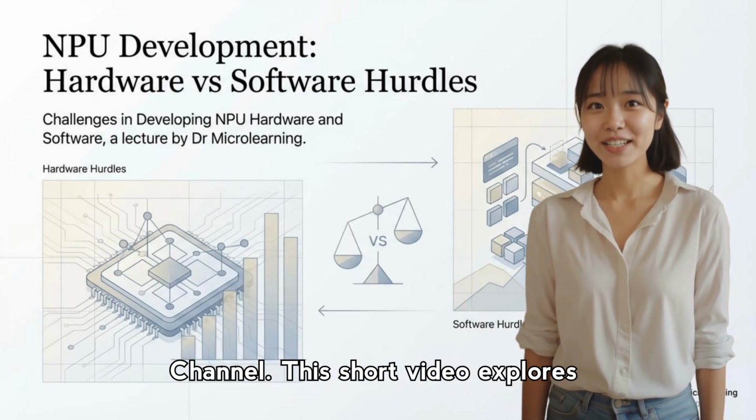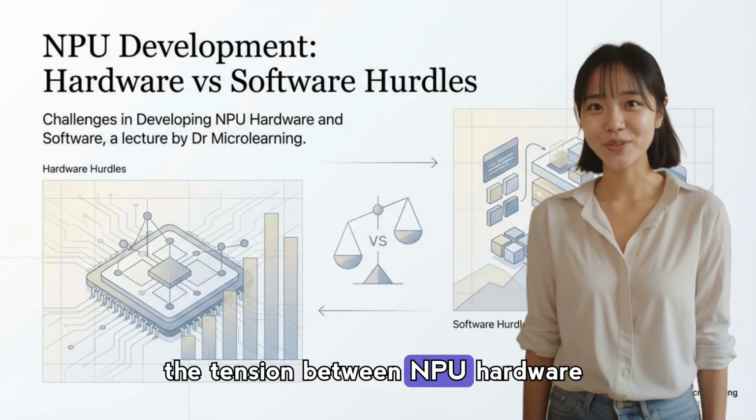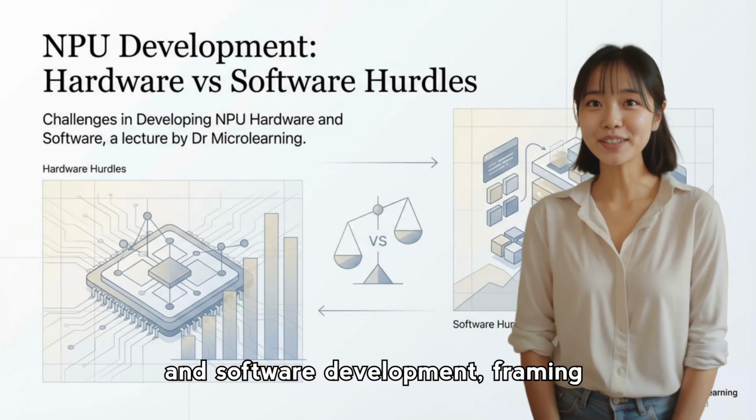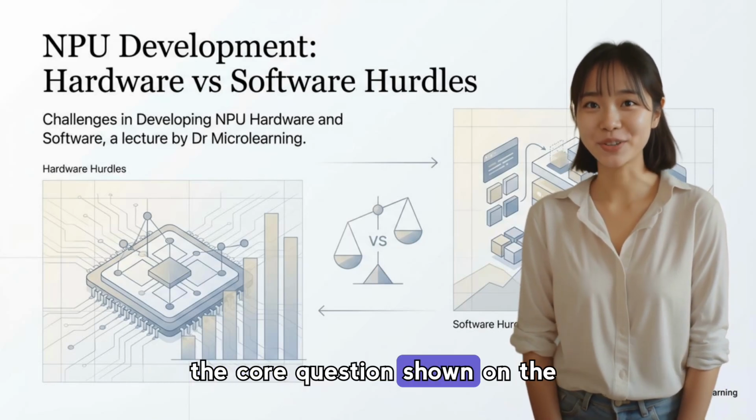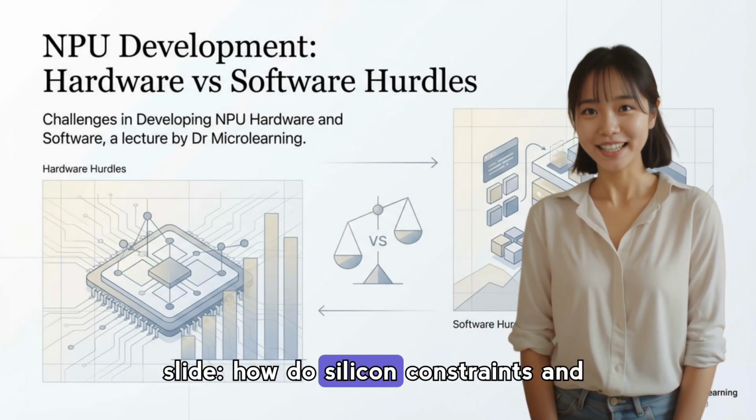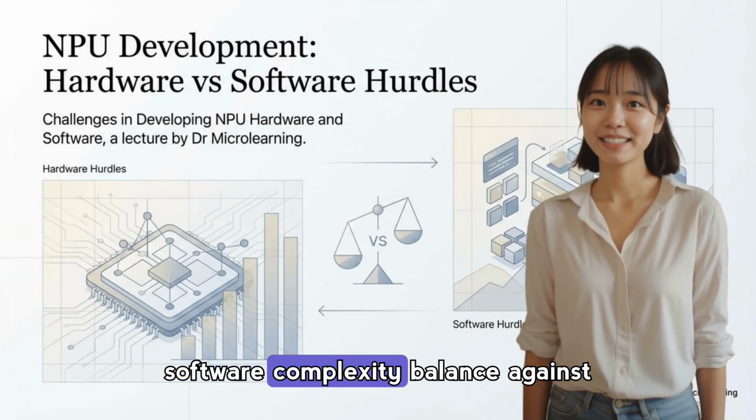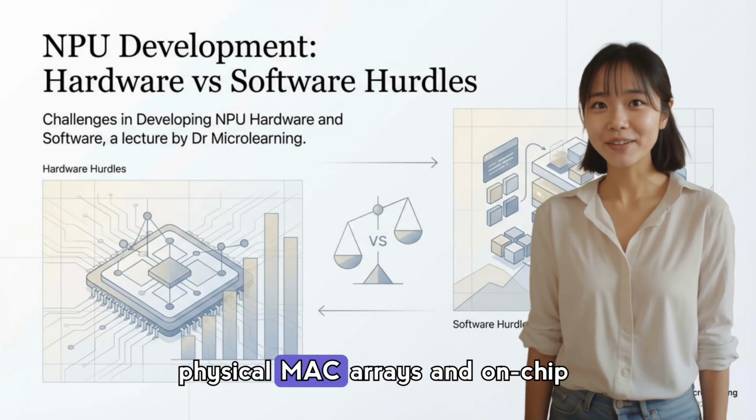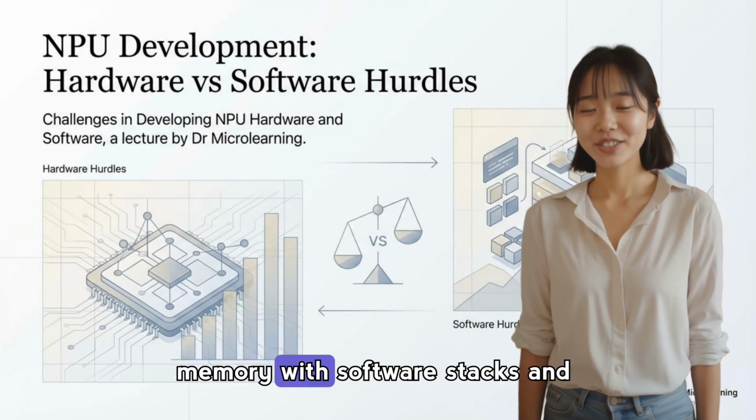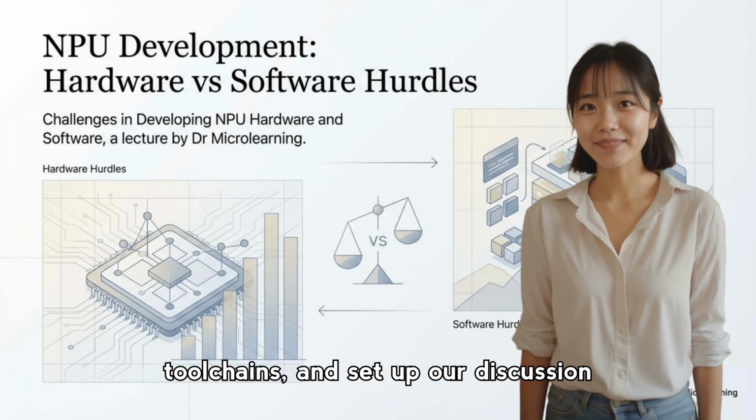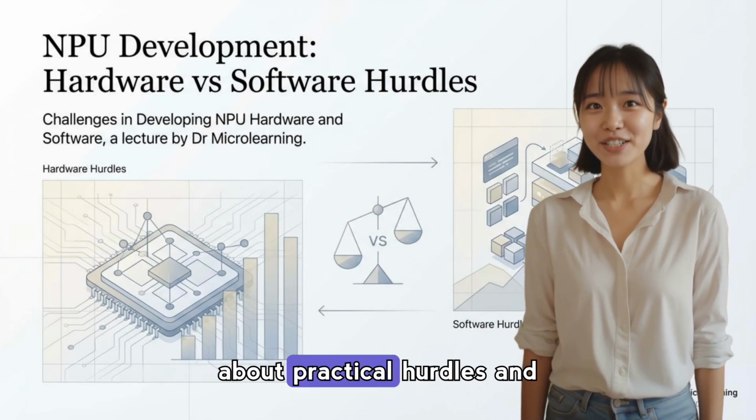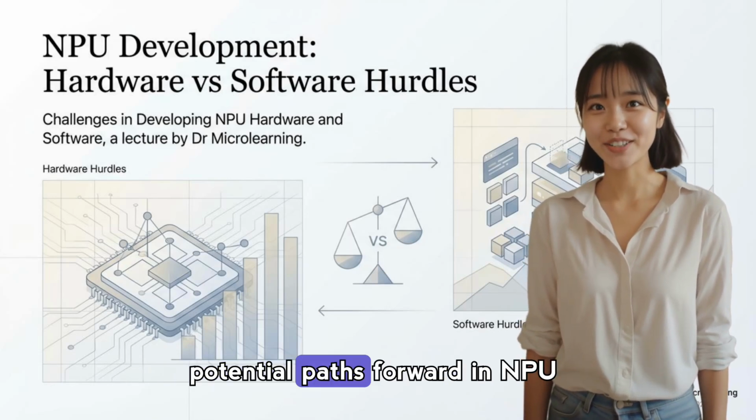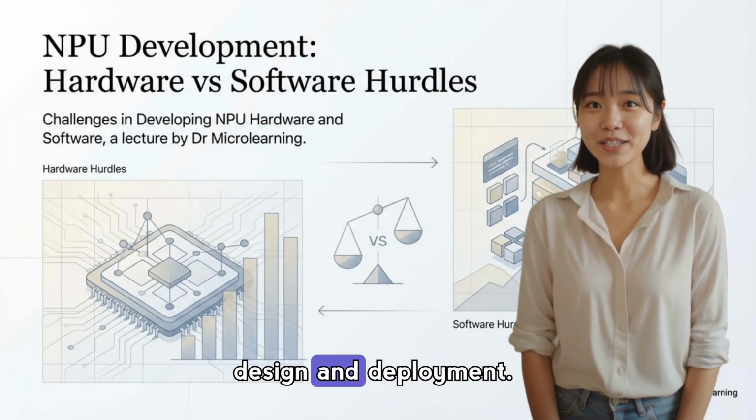This short video explores the tension between NPU hardware and software development, framing the core question shown on the slide. How do silicon constraints and software complexity balance against each other? The visuals contrast physical Mac arrays and on-chip memory with software stacks and toolchains, and set up our discussion about practical hurdles and potential paths forward in NPU design and deployment.